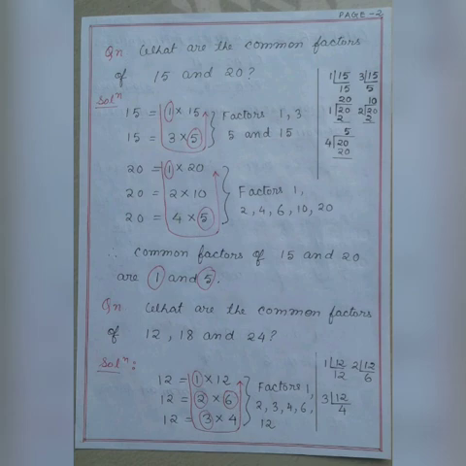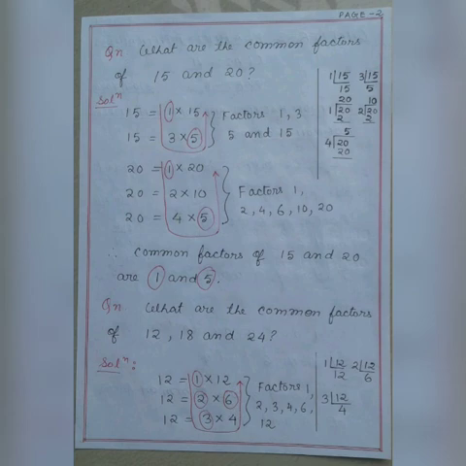In the same way, I have found the factors of 20. I have found that factors of 20 are 1, 2, 4, 5, 10 and 20. Now from the factors, I can find that 1 and 5 are common in 15 and 20. Therefore, common factors of 15 and 20 are 1 and 5.